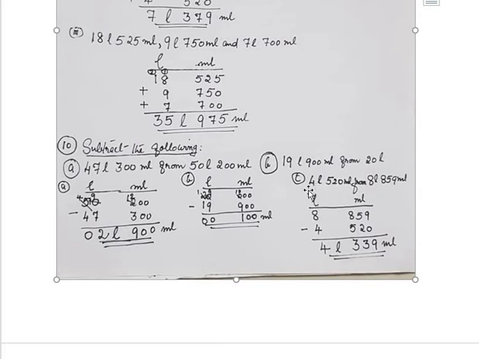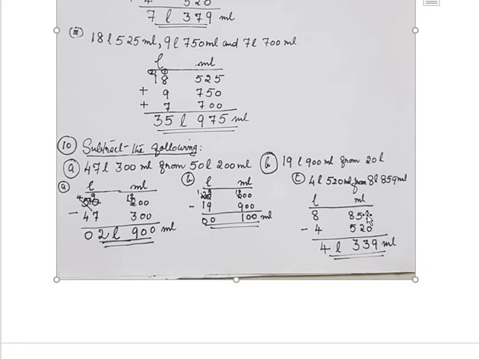Next one, 4 liter 520 milliliter from 8 liter 859 milliliter. So here the greater number is 8 liter 859 milliliter minus 4 liter 520 milliliter. 9 minus 0, 9. 5 minus 2 equal to 3. 8 minus 5 equal to 3. 8 minus 4 equal to 4. So the answer is 4 liter 339 milliliter. Again you can check whether it is right or not.